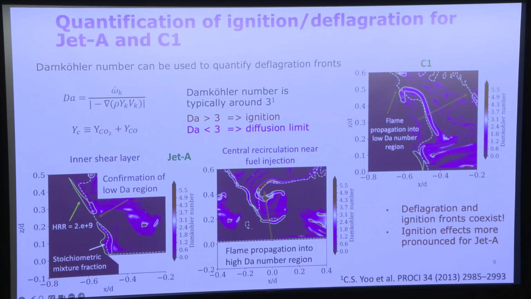And then for the C1 fuel, so the bottom two images are for Jet A, and for C1 in the upper right, we see flame propagation into a low Damköhler number region, predominantly just deflagration. And so while you do see some evidence of deflagration propagation into assisted ignition, or propagation assisted by autoignition, and some autoignition regions for Jet A, it is predominantly just flame propagation that we see at lower Damköhler numbers when we go to a low-derived cetane fuel like C1.